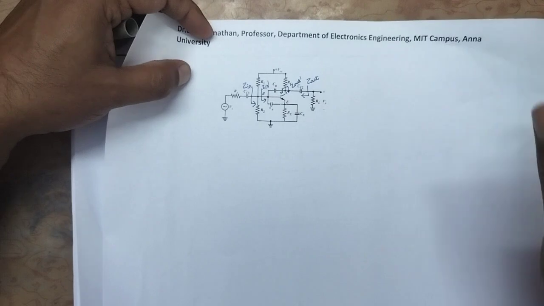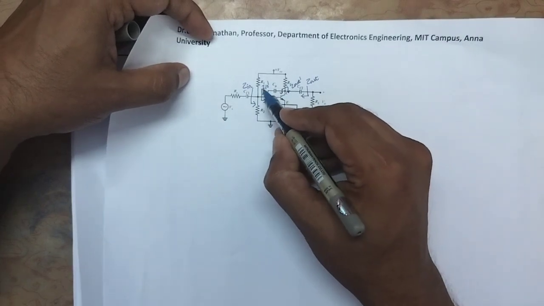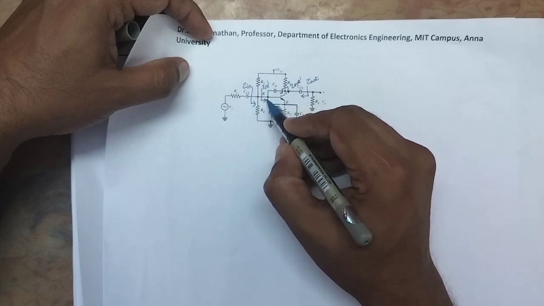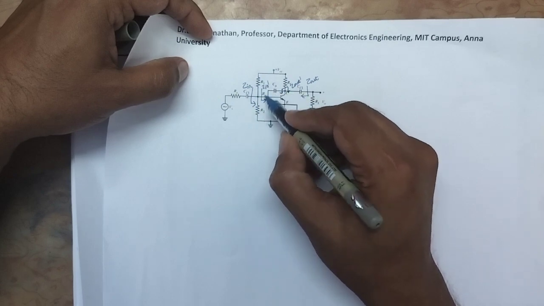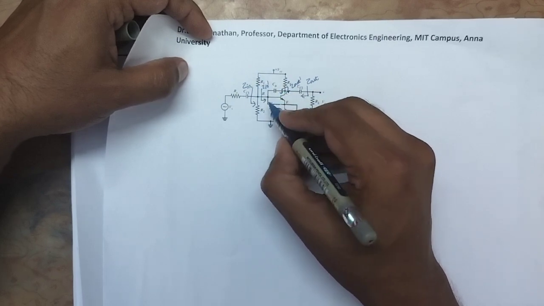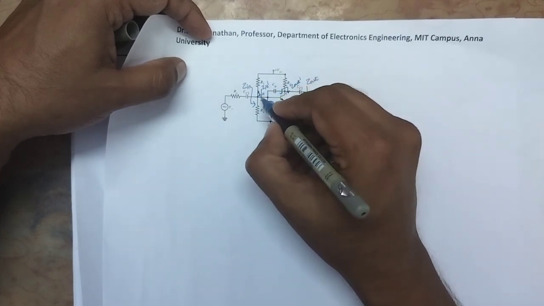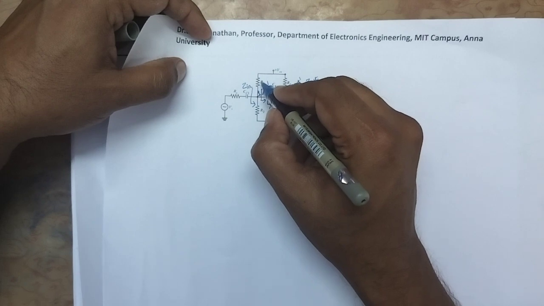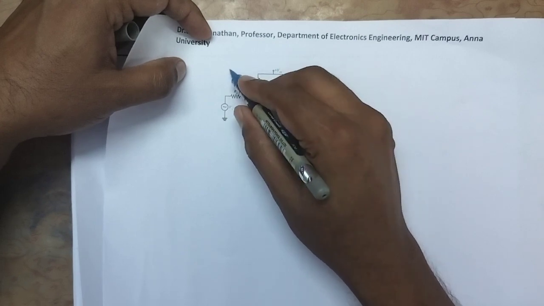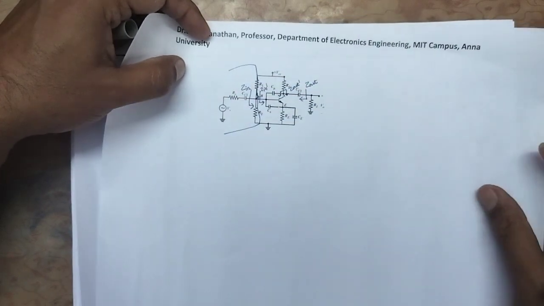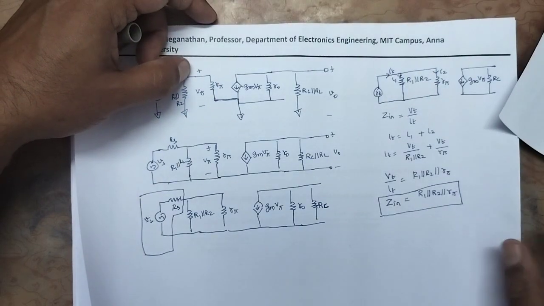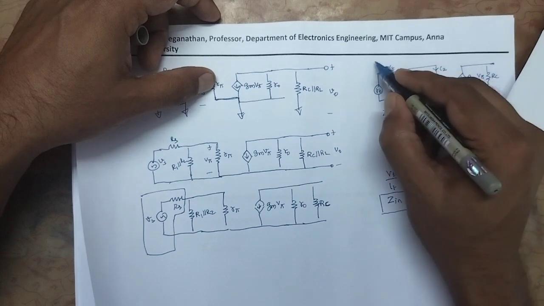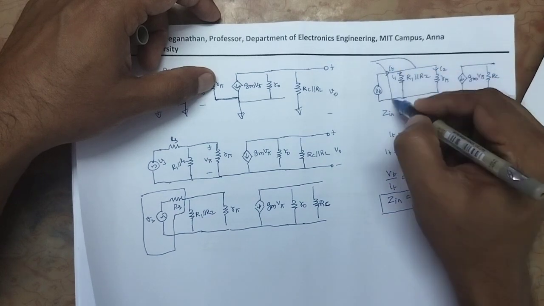Next one is input impedance seen from the base terminal. How can we measure the input impedance seen from the base terminal? By neglecting the biasing resistances R1 and R2. Now we are standing here. We want to measure this input impedance. So we have to eliminate or neglect these resistances on the left hand side. So while drawing the small signal equivalent circuit diagram, we have to omit the R1 parallel to R2 combination.